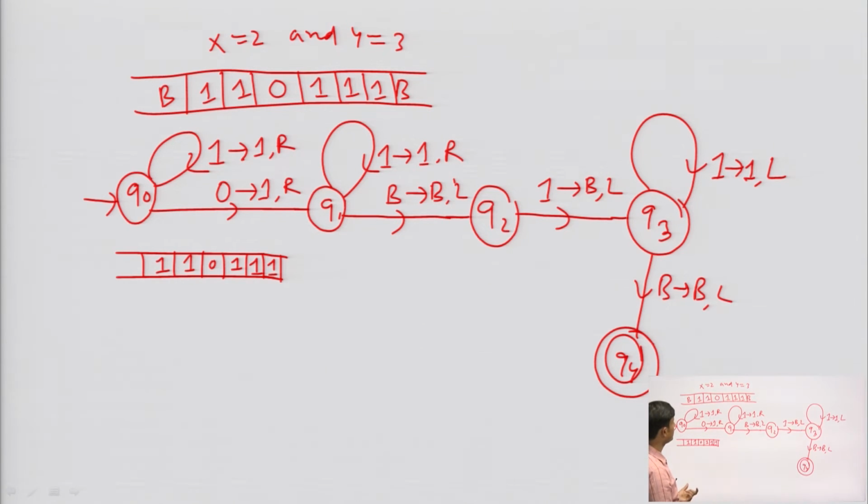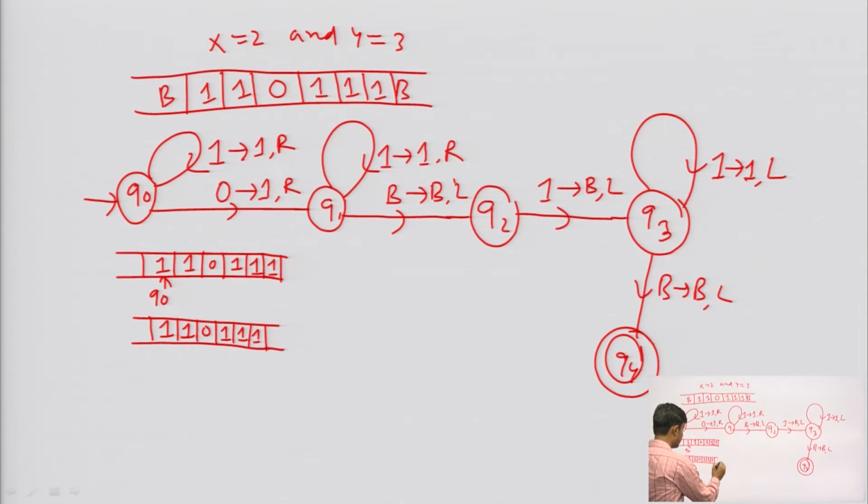Because of unary, we have taken a unary input alphabet, meaning x is 2 1s and y is 3 1s. Now start from Q0, with Q0 reading 1. When Q0 reads 1, you take the transition: Q0, input 1, keep it as 1, and move right. So the tape is 1, 1, 0, 1, 1, 1.